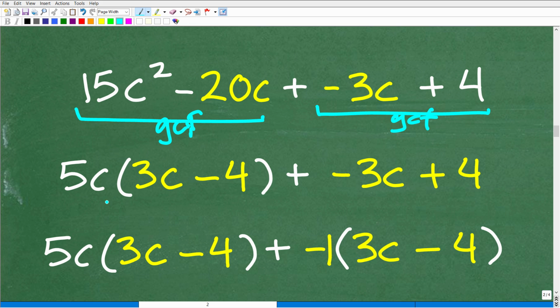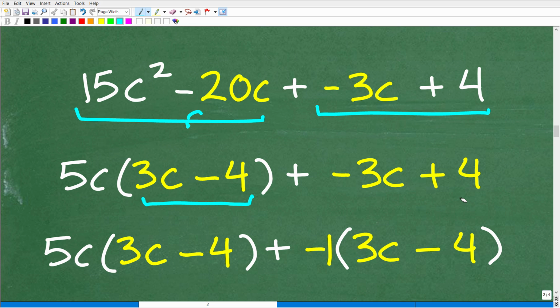So here, what do I have? Well, I can factor out a 5c, and every time you're not quite sure, you can just multiply this back in. 5c times 3c is 15c squared, and then 5c times negative 4 will give me back negative 20c. So factor out that GCF right here, and then over here, you might be saying there's no GCF, but here's what I want you to pay attention to. You want to try to come up with the same binomial. Here I have 3c minus 4, and this is pretty close to 3c minus 4, but the signs are off.